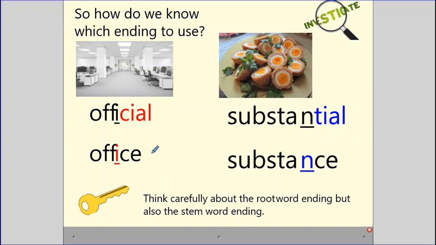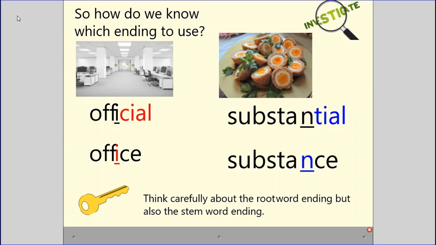Okay, now sometimes you can use the root word to help you. So for example, the root word for official is office, and that ends in an E, doesn't it, which is a vowel. That does work sometimes to help decide the cial spelling that you need. But you can see there is a problem here when we have the word substance, because that also ends in a vowel, doesn't it, in an E, but we use the T-I-A-L spelling because the stem is a consonant.